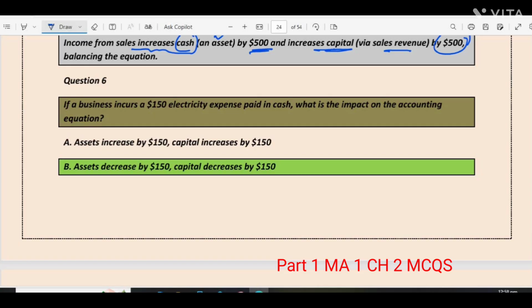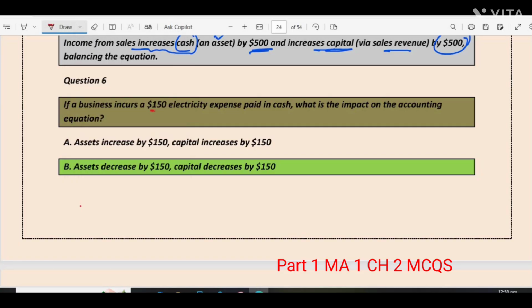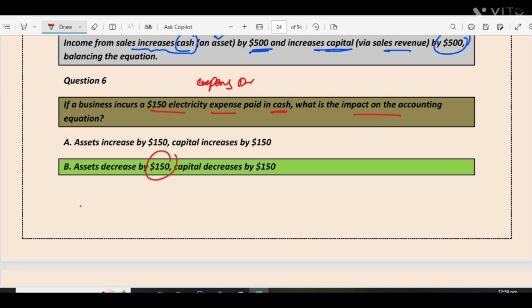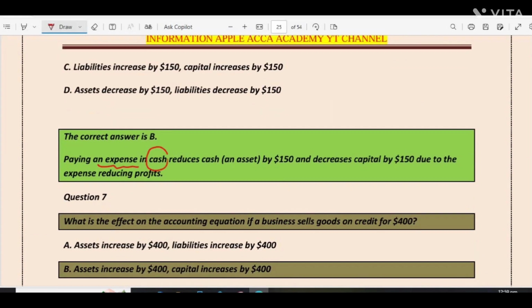Okay, a business incurred a $150 expense. This means the increase in expense will be a debit and your cash will also be reduced. What will be the effect on the accounting equation? You see here, asset decreased by this amount because you incurred some expenses and paid cash, and the capital also decreased by this amount. So paying expenses in cash reduces cash, and cash is an asset, and decreases capital because due to that expense your profit will be reduced.